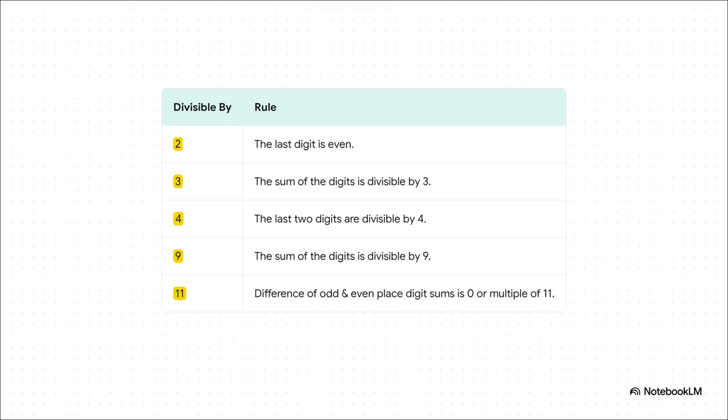I mean, just look at how elegant some of these are. Divisible by 2, just check the last digit. By 3 or 9, just add up all the digits. It's amazing. And that rule for 11, it's a fantastic little puzzle that we're about to use. These aren't just random tricks. They're shortcuts based on the deep structure of how numbers actually work.